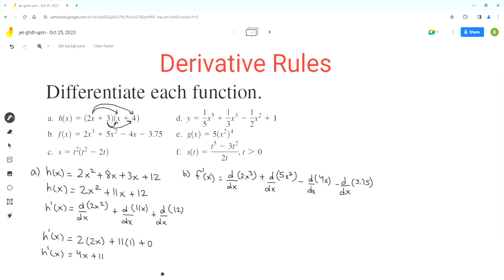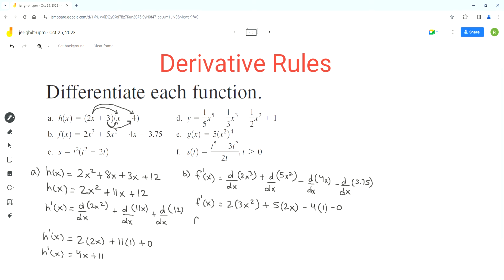Now in the next step we can write down the derivative. So f prime of x, so here we can move the 2 to the front, and the derivative of x cubed will be 3x squared. So we have to use the power rule. And now for the next term, 5 is the coefficient of the term, and the derivative of x squared will be 2x. And now in the third term, 4 is the coefficient, and the derivative of x is 1. Now 3.75 is a constant, so the derivative of this term is 0.